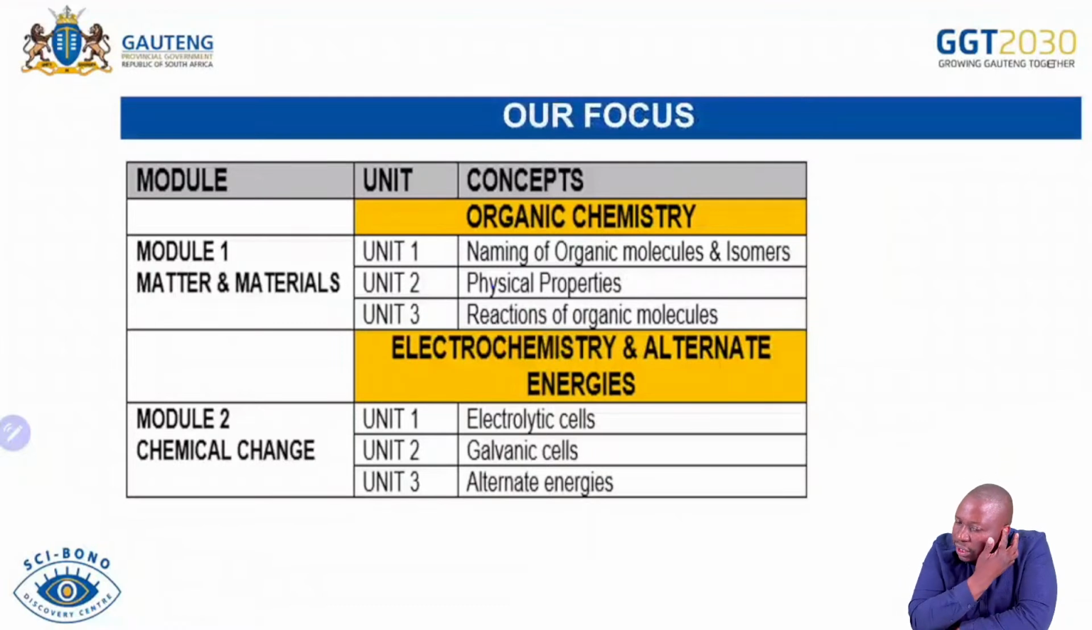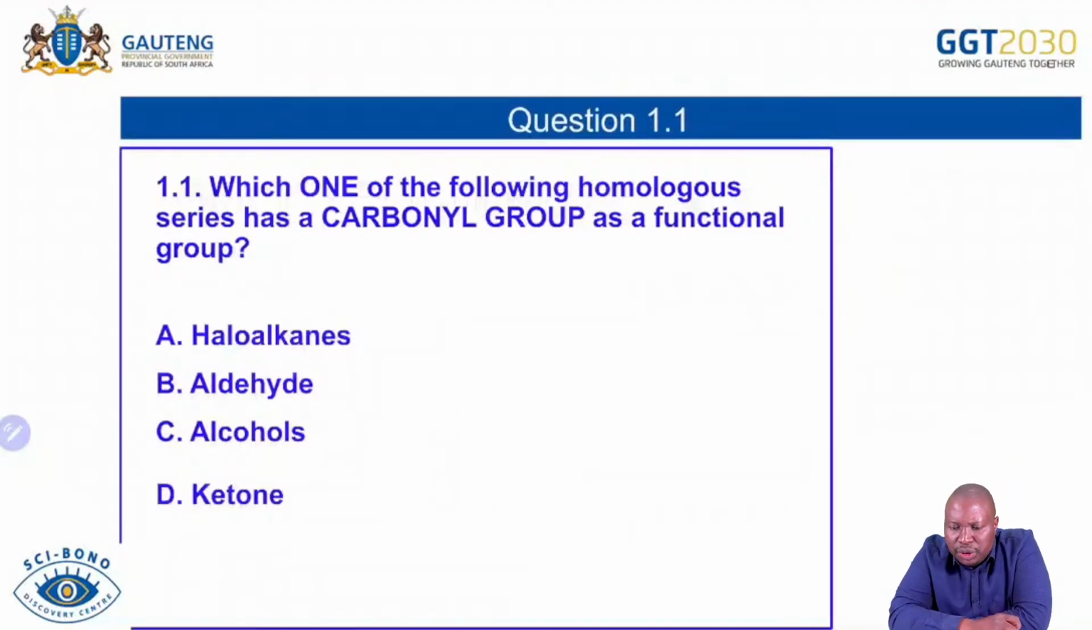Now, I wanted just to start with this multiple choice question: which one of the following homologous series has a carbonyl group as a functional group? So the emphasis here is that you must know the names of the functional groups, to say what is the name of the functional group for each homologous series. Remember, it's the 9 homologous series that we are doing. So for each homologous series, know the functional group.